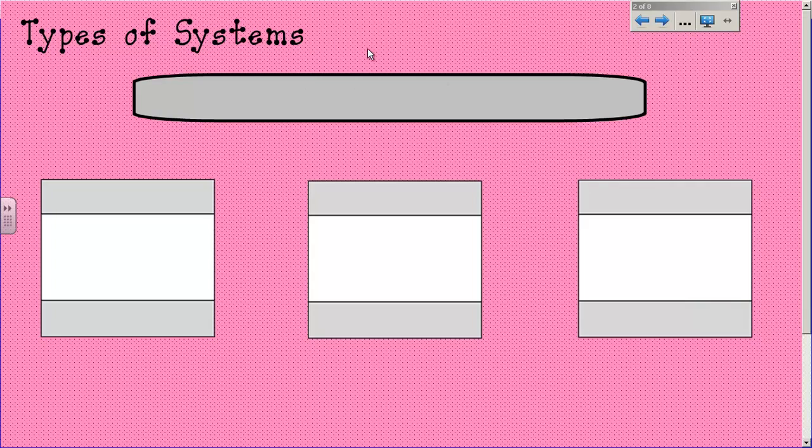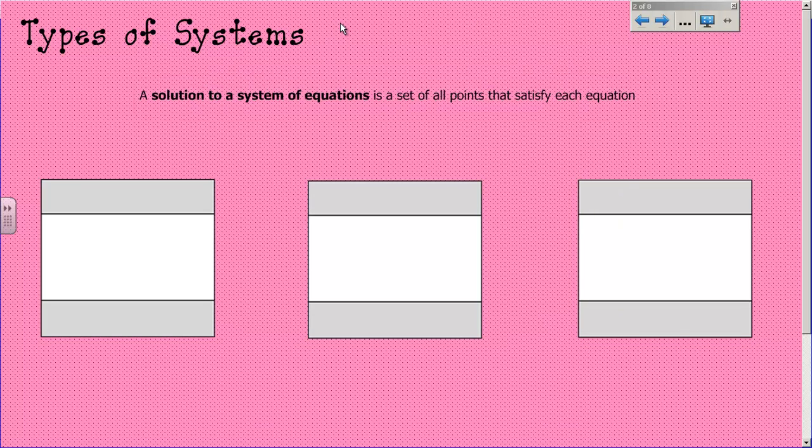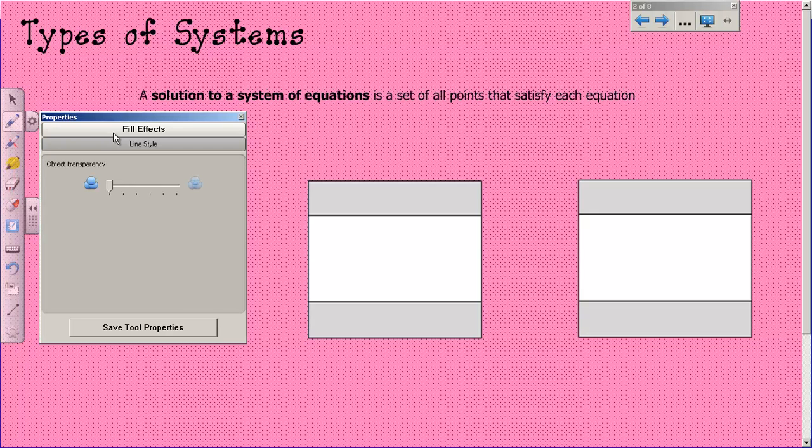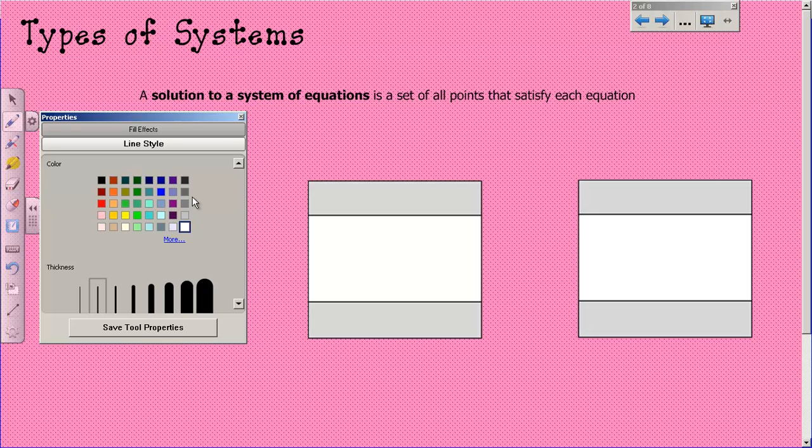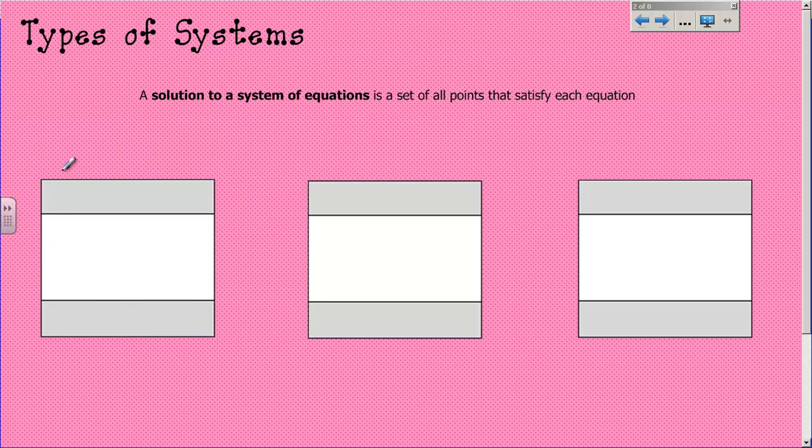So there are three types of systems. Before we talk about what the types of systems are, you need to write down this definition. A solution to a system of equations is the set of all points that satisfy each equation. And so it's the set of every point that makes each equation true. And so there are three types of systems that you are going to see.